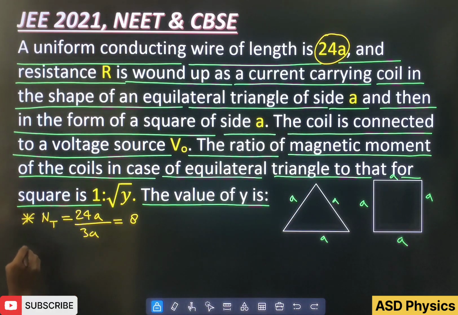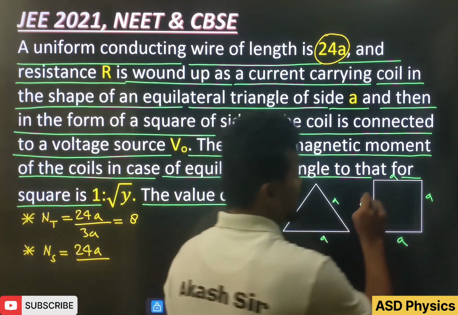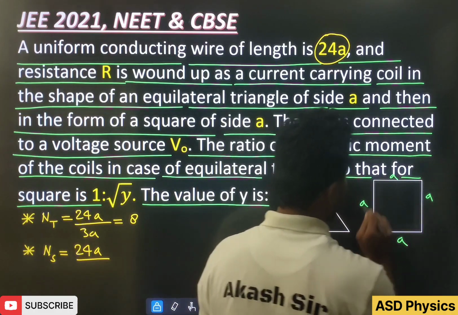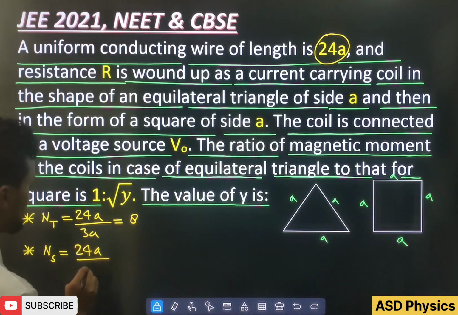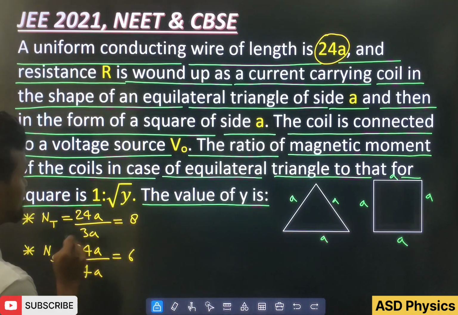After that, if we talk about the number of turns in the square, total length of the wire is 24A, and length of one turn is A. Total how much here? 4A. Okay, so from here this will become 6. That means triangle will carry 8 turns, square will carry 6 turns.